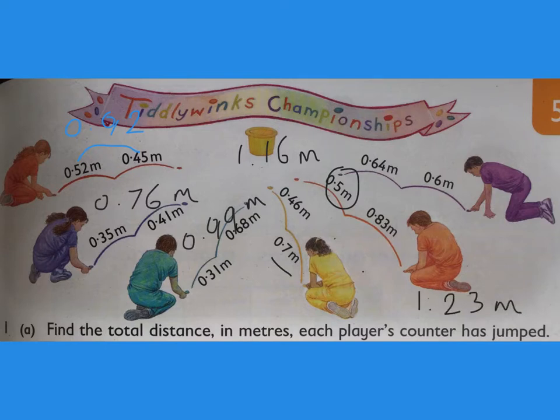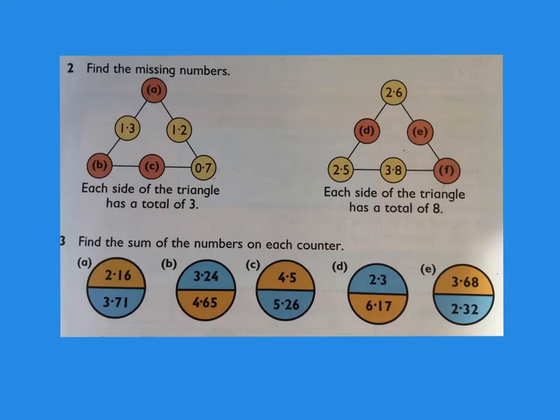1.23 meters. Okay, the next one, so this 6 represents 6/10, which is 60 centimeters, so 6/10 of a meter. So it's 60 plus 64, which is 124, which is 1.24 meters. So again, we've got some activities that you should be able to complete using a mental calculation.